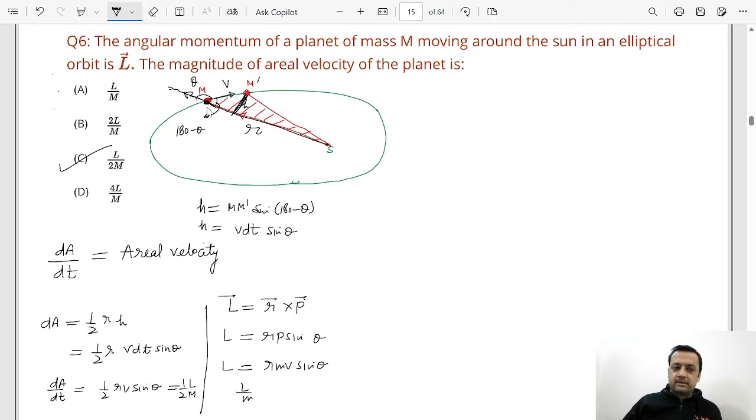Also, in this question, one more thing I can tell you: the angular momentum of the Mars about the sun is constant. Why? Because the gravitational force always passes through the sun. Hence, the torque of the gravitational force is zero about the sun, which means the angular momentum is constant about the sun, which also means that areal velocity will be constant, because areal velocity is L by 2m. So the areal velocity of a planet is constant about the sun. I hope you have understood.